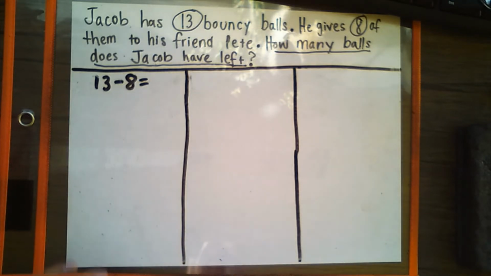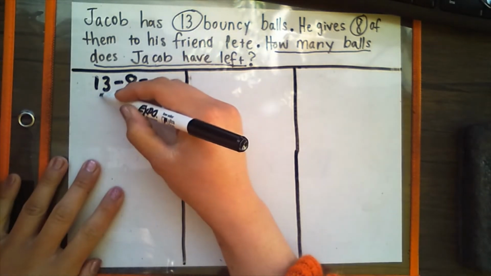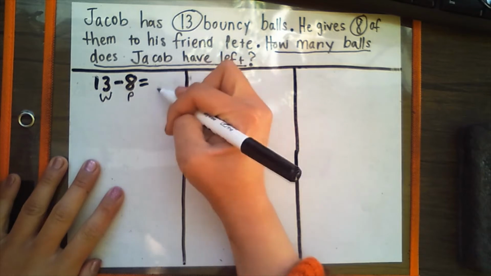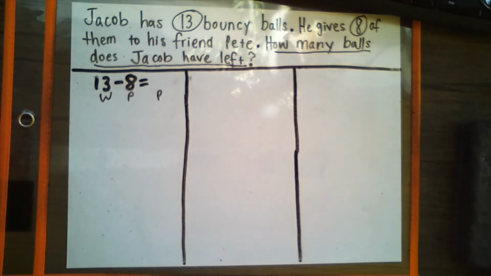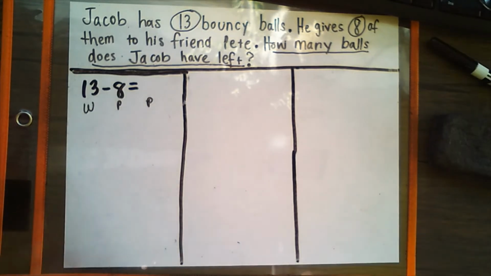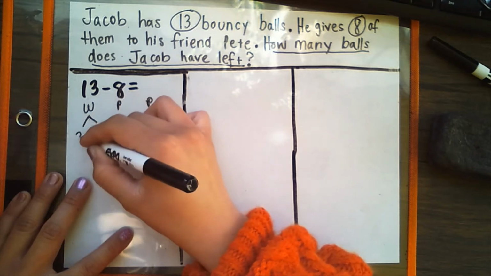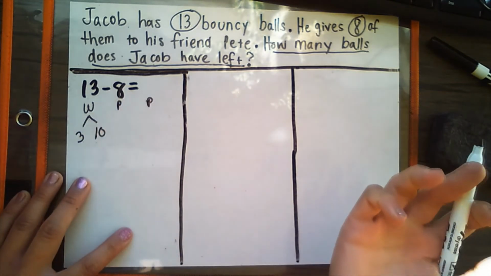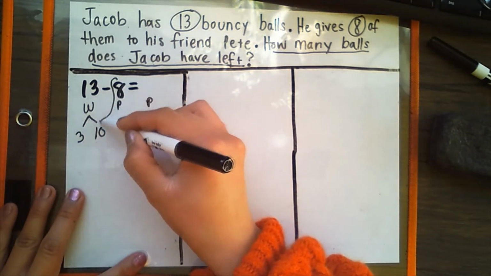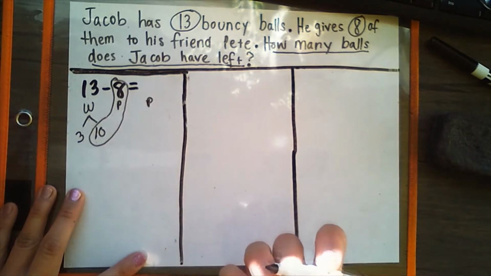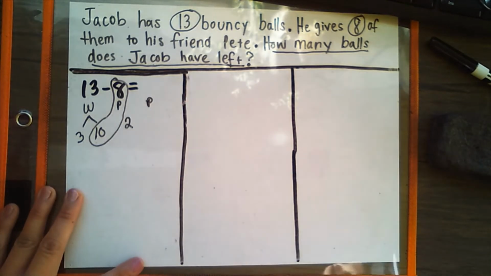Okay, so I have 13 minus 8, and we know that 13 is going to be the whole, and 8 is a part, so we're also solving for a part. That's really important, that you know whether you're solving for a whole or a part. We are going to break 13 up into 3 and 10. And then I'm going to group 10 and 8 together because I'm going to be using my take from 10 strategy. And I know that if I take 8 from 10, I'm going to have 2 left.